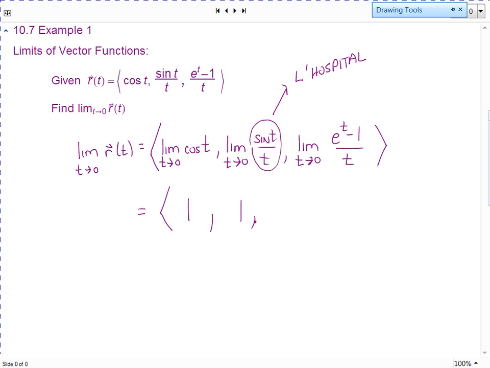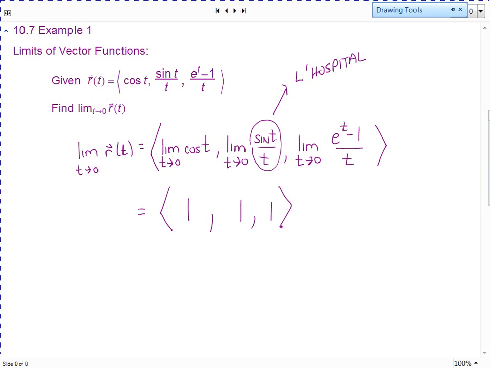Next one. If you plug in 0, you get e to the 0 minus 1, so you get 1 minus 1. And on the bottom, you get 0, 0 over 0. L'Hopital again. If you do L'Hopital on that, what do you get? e to the t over 1. So it's just e to the 0, and e to the 0 is 1. So you get 1, 1, 1. So the limit as t goes to 0 of this vector valued function is the vector 1, 1, 1.